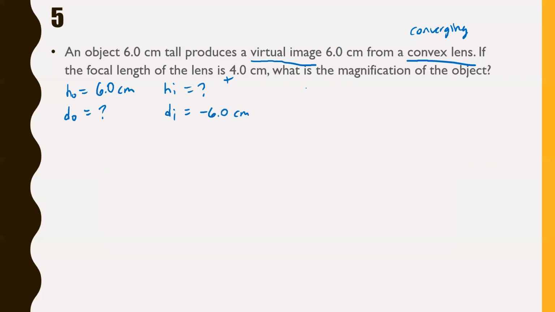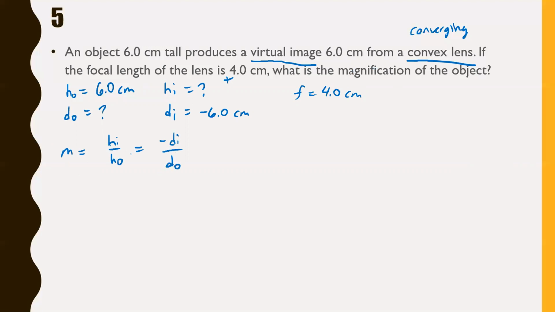The other thing, of course, we know is the focal length, and because it's a convex lens, which is a converging type of lens, we can say it's positive 4.0 centimeters. Ultimately, since we're looking for the magnification, we know there's the formula M equals HI over HO equals negative DI over DO, right?